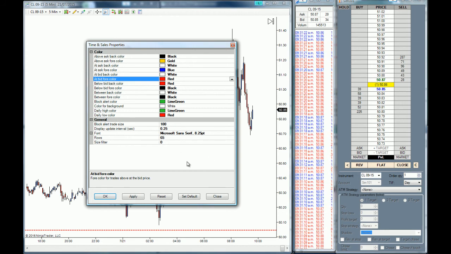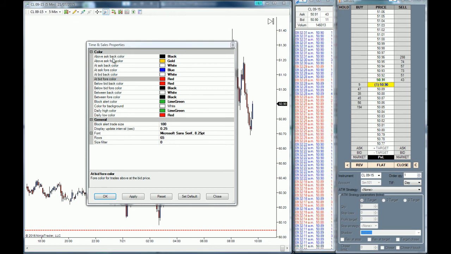Now, another important thing that we need to color code is above the ask color and below the bid color. Why? Because what we just color coded here are passive orders. They're passive orders because these orders are laying here at these levels waiting for them to get filled. When an order gets filled above the ask, it's because someone is aggressively buying, and when an order gets filled below the bid, it's because there's someone that is aggressively selling.